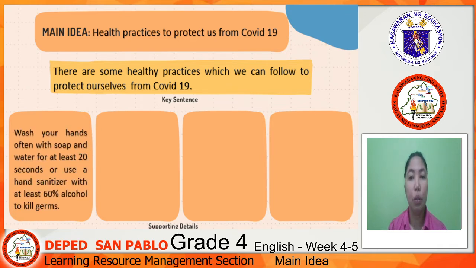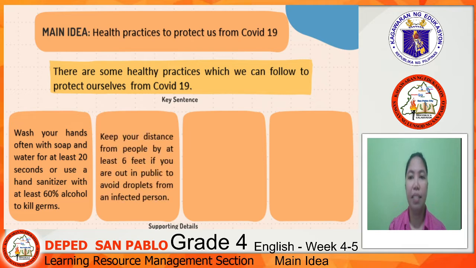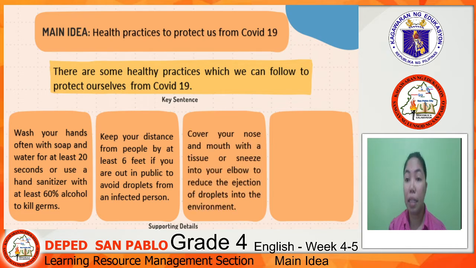Supporting details include: wash your hands often with soap and water for at least 20 seconds or use a hand sanitizer with at least 60% alcohol to kill germs. That's the first supporting detail. Second is the second sentence. Keep your distance from people by at least 6 feet if you are out in public to avoid droplets from an infected person. The third detail is the third sentence, which is cover your nose and mouth with a tissue or sneeze into your elbow to reduce the ejection of droplets into the environment.